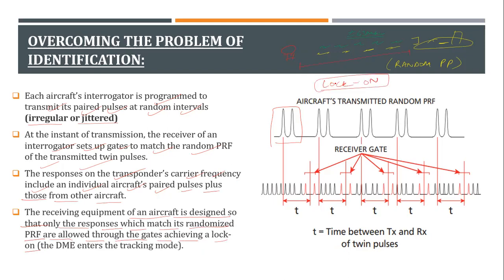That means when the lock on is achieved, the aircraft knows that this is the DME I have to focus on, and the DME also knows that this is the aircraft I have to focus on. And then they keep on exchanging the radio waves. But there's a catch in this.